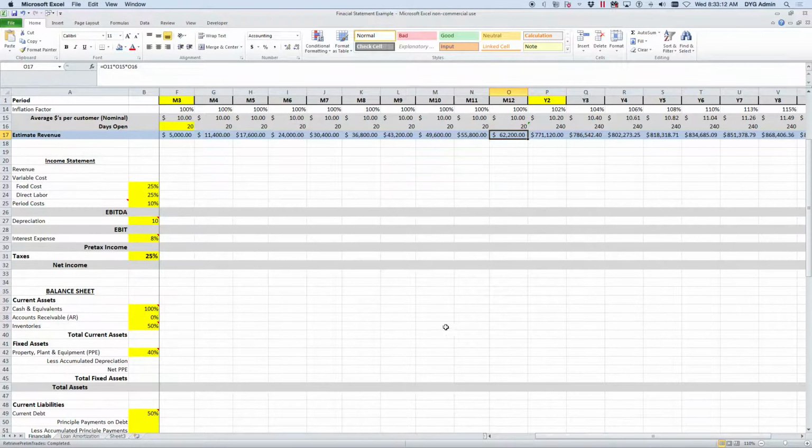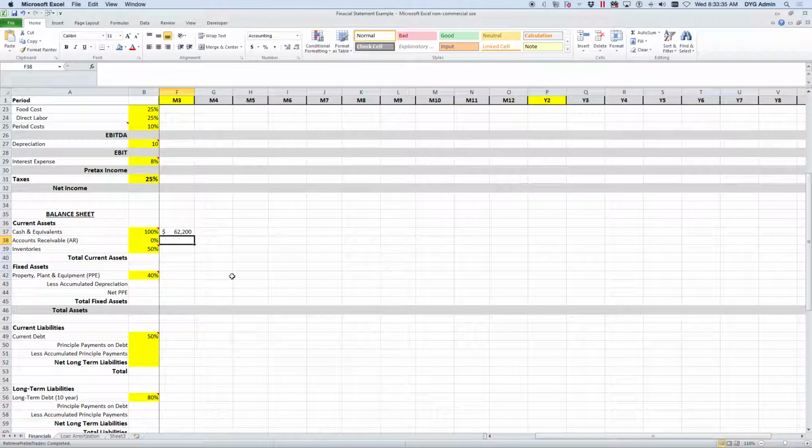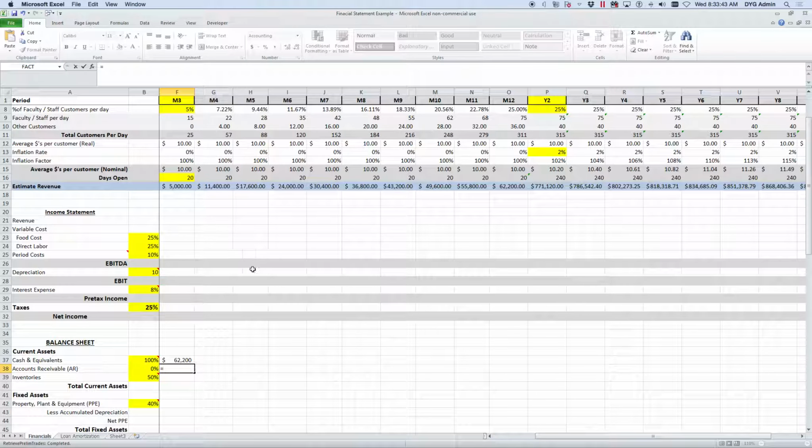Oh, my formula somehow broke down here. So equals that times month 12 revenues. Okay, and again, you could put a different number in there if you want. You could do it based on a percentage. You could just plug a hard-coded number. That's what I'm doing. My accounts receivable are, I'm assuming 0. I still need to put a formula in here. Equals 0%, put the dollar sign, times whatever the revenues are.